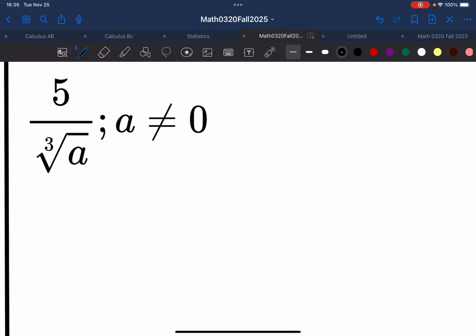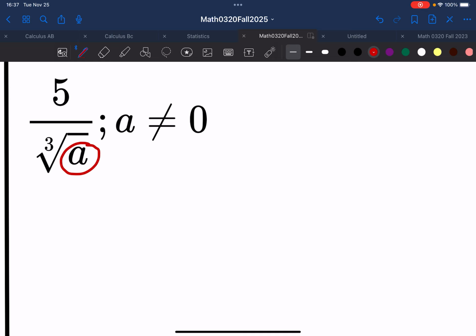Okay, for this one, I want to get rid of that cube root on the bottom. So what I need to do in order to rationalize this is to multiply this fraction by something that is going to end up canceling out the radical. And so what we're going to end up multiplying is whatever is going to make this be a cubed.